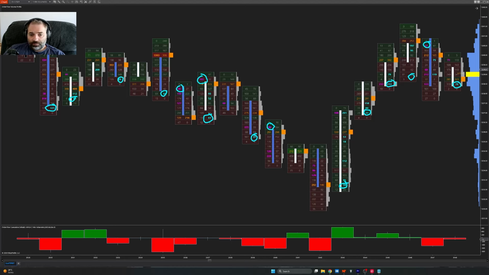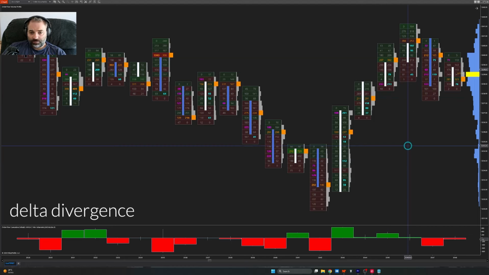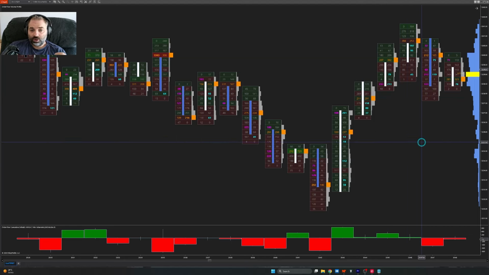I don't trade those, but it's a good thing that you have an idea what those actually signify. Now, fourth one, delta divergence. And these are not so important ones. The actual really important patterns, I think four, but I want to go over all of them so you have an idea. So delta divergence.